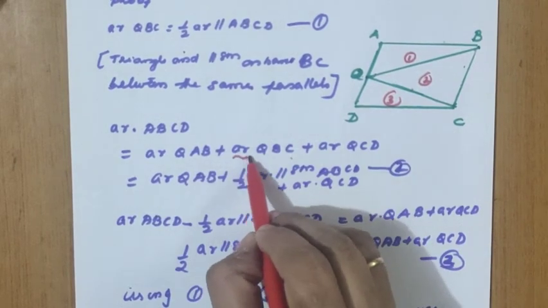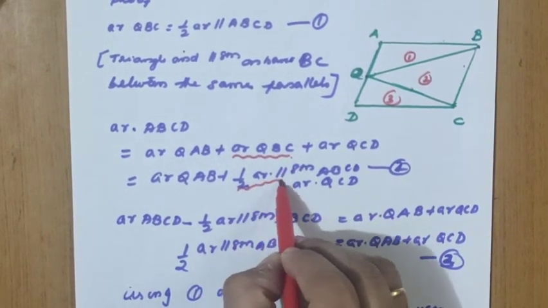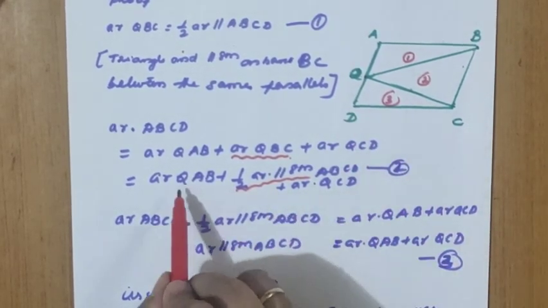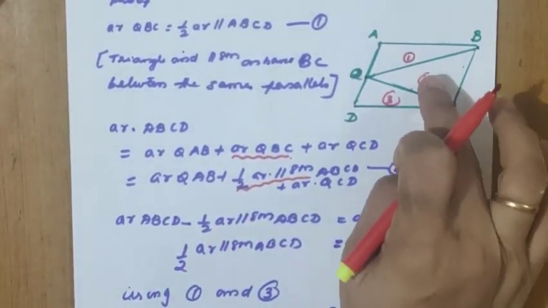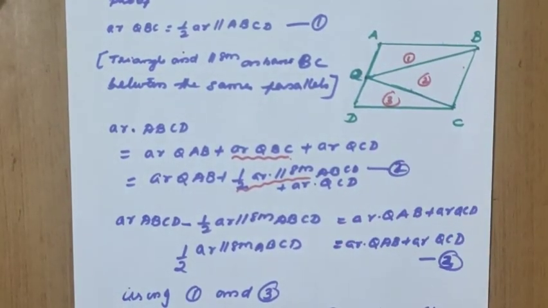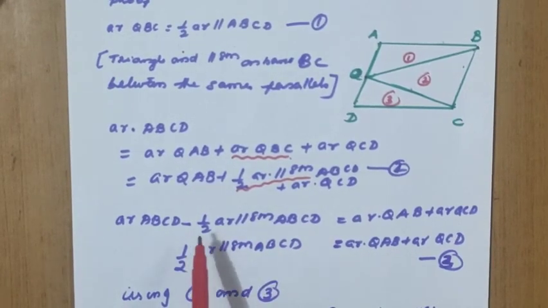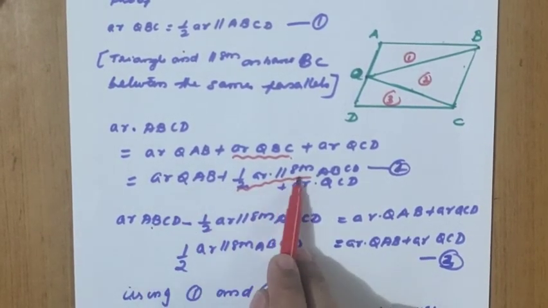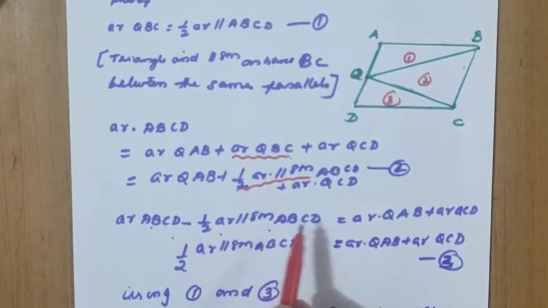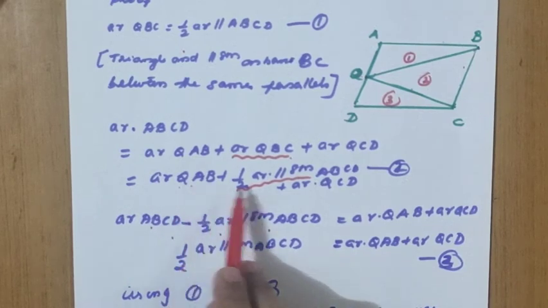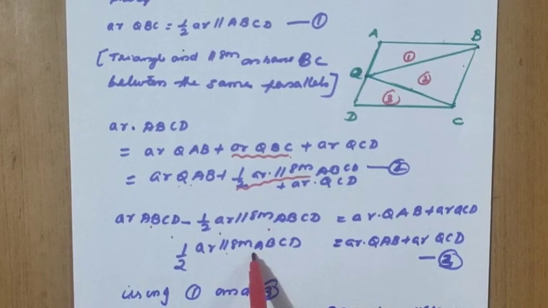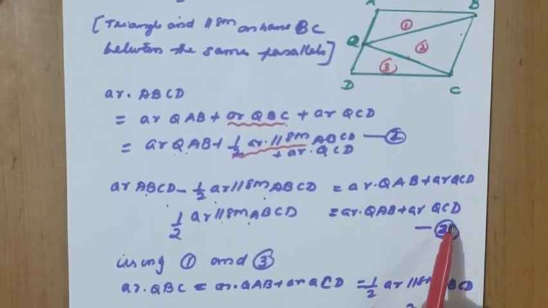But we already know that area of QBC equals half into area of the parallelogram ABCD by point number 1. Now what is the remaining part? Parts 1 and 3. If QBC is half of the area of the parallelogram, then the remaining area is also equal to half the area of the parallelogram. That means area ABCD, taking this to the right side, area of ABCD minus half into area of the parallelogram ABCD equals QAB plus QCD. That means half into area of the parallelogram ABCD equals QAB plus QCD.